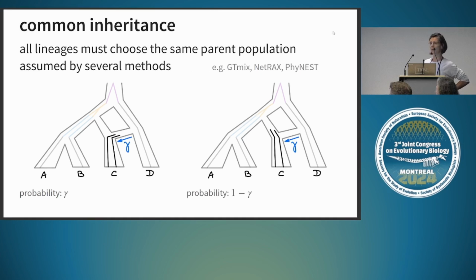There is another model that is used in other papers, like in GT-Mix, in NetRox, in Finest, where when two lineages come at a hybrid node, they have to choose the same parent. So either both choose this parent with probability gamma, or both choose that parent with probability 1 minus gamma. And I'm not sure in reality what model is most appropriate, okay? But this assumption could have a big impact. All right.